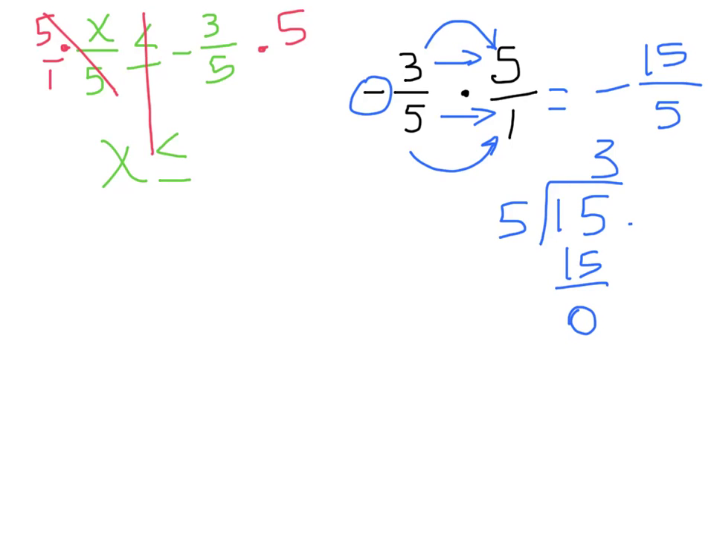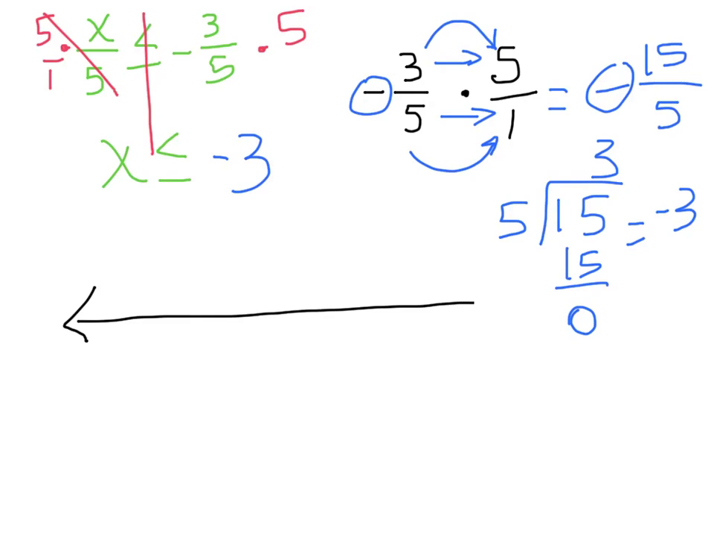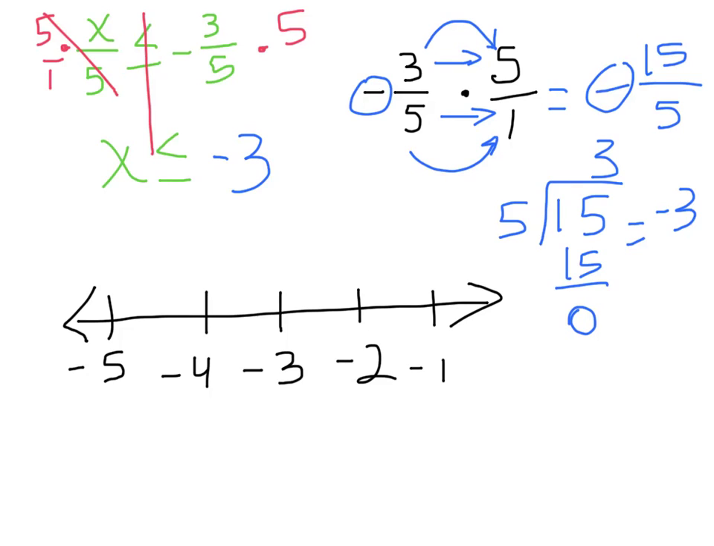So your answer for this problem will be negative 3. To graph that, you could draw your number line in. I always start with my middle number, which is negative 3. Over here will be negative 2 and negative 1. Negative 4 and negative 5, getting smaller.